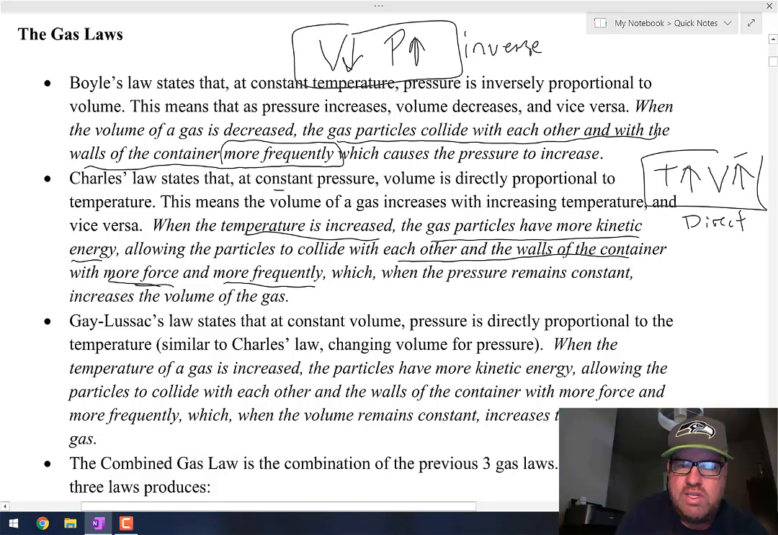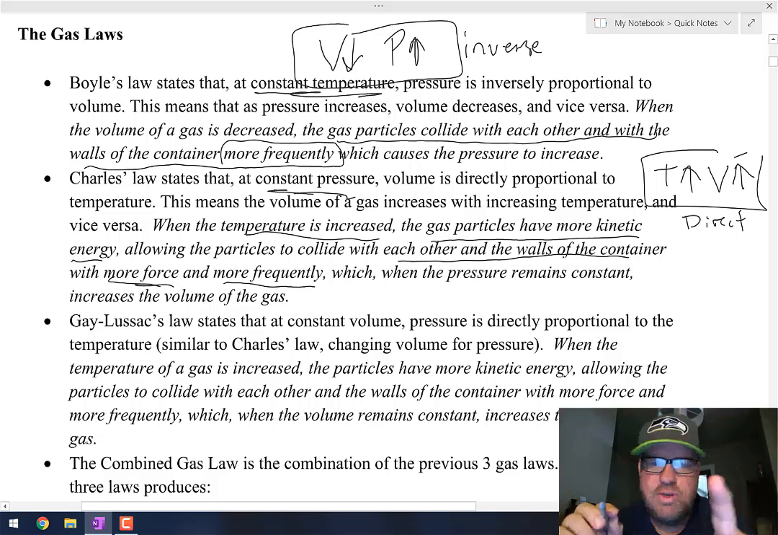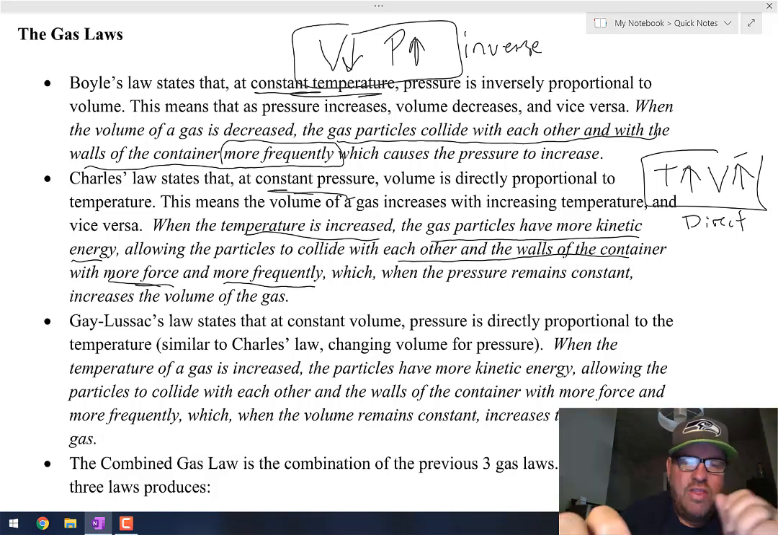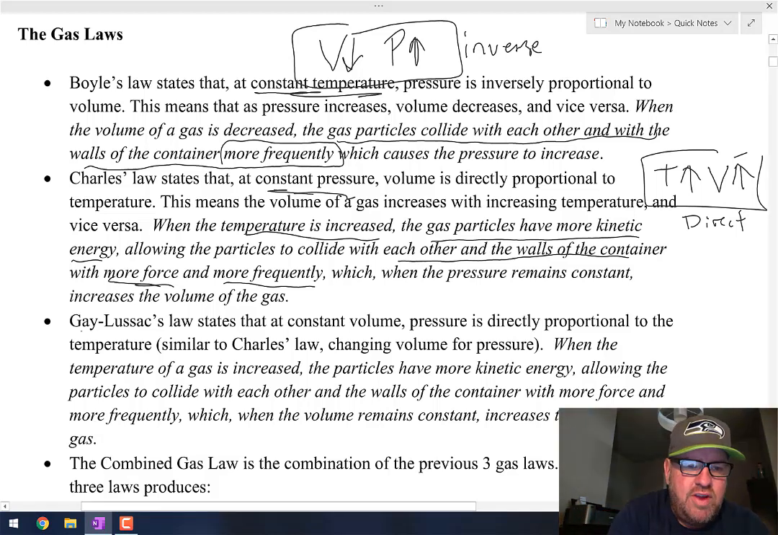Okay, so if they're hitting the walls of the container more often and with more force, and again, for Charles' Law to work, notice it does say at constant pressure. That means the pressure can't change. Same thing up here with Boyle's Law. It means constant temperature, which means if the temperature changes, you're not using Boyle's Law. If the pressure changes, you're not using Charles' Law. Okay, so if the pressure remains constant and the gas particles are hitting the walls of the container with more force and more often, more frequently, that's going to make the volume go up.